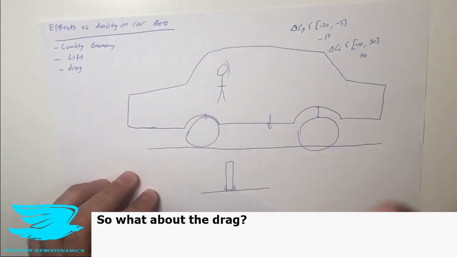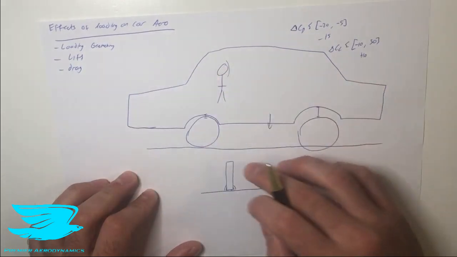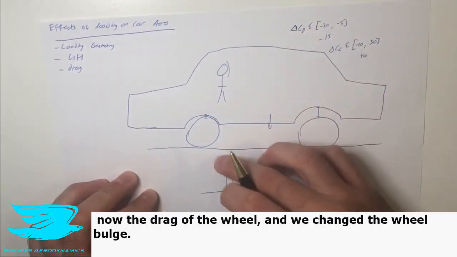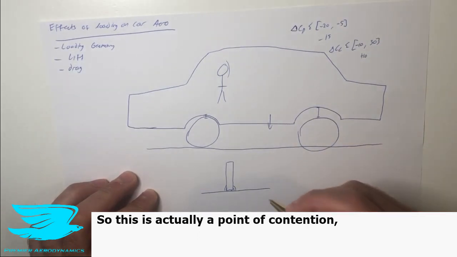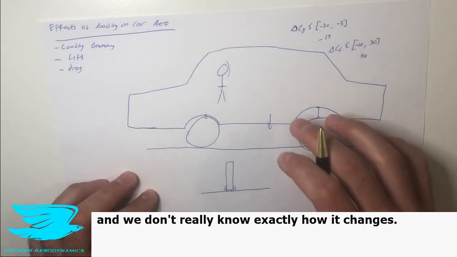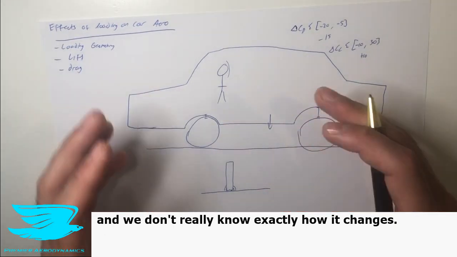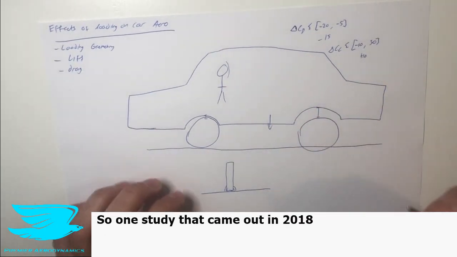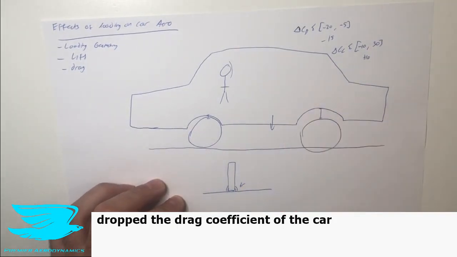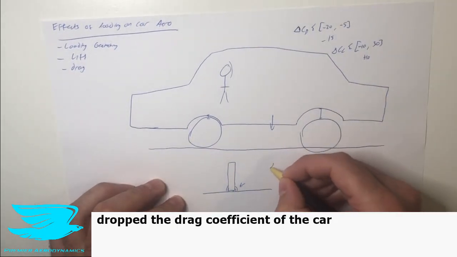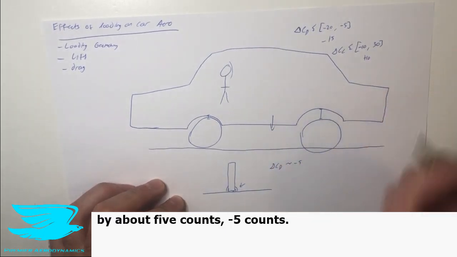So what about the drag of the wheel? We talked about the ride height, now the drag of the wheel, where we changed the wheel bulge. This is actually a point of contention, and we don't really know exactly how it changes. One study that came out in 2018 showed that increasing the wheel bulge, increasing the loading, dropped the drag coefficient of the car by about 5 counts, minus 5 counts.